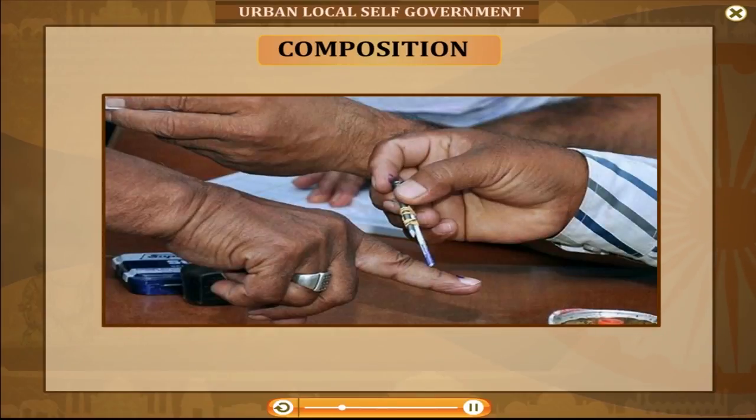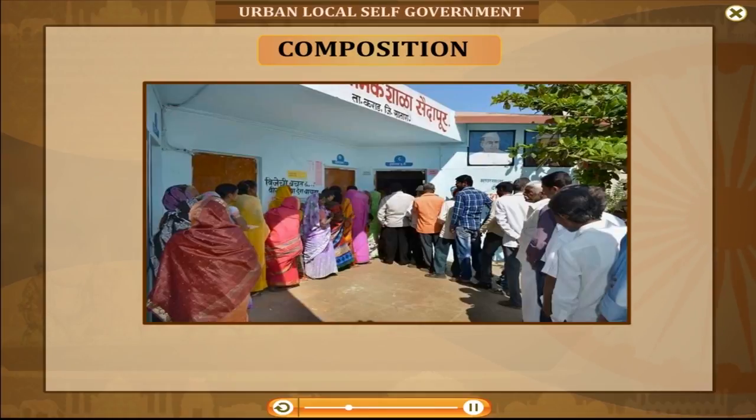The name of the candidate must also be in the voters' list. Elected members of the municipal corporation vary between 50 to 100. These representatives elect a mayor and a deputy mayor. The elected representatives also elect experienced members called aldermen. The mayor and deputy mayor are elected for a one-year term.